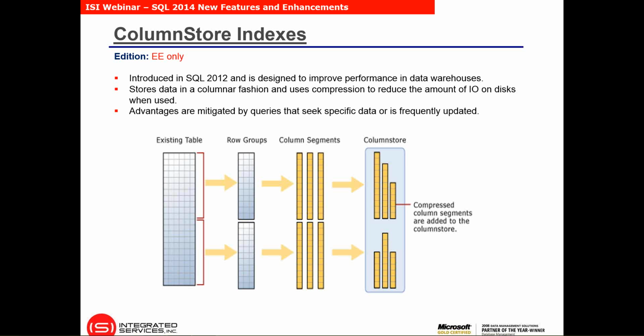As always, you need to be sure to realize that your mileage is going to vary. And that's because the compression rate and your performance is based on the values that are in the column. So if you have big values in your column, you're not going to get as good compression.